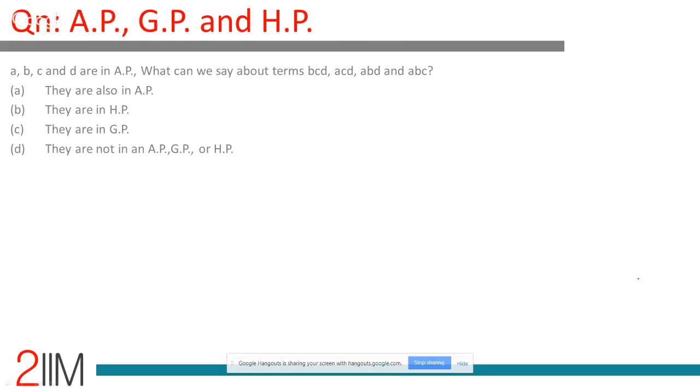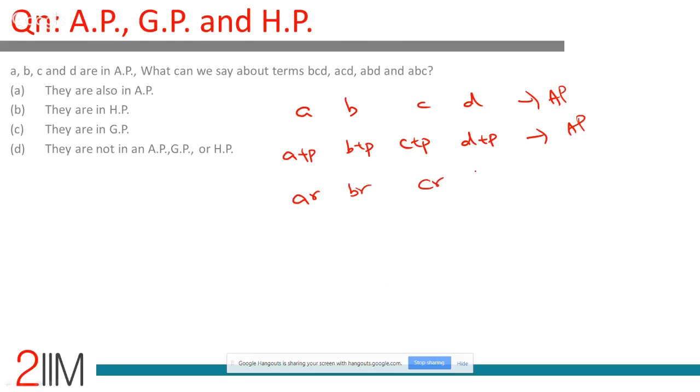Good question to discuss some fundamentals. So A, B, C, D are in AP. We can say A plus B, B plus B, C plus B, D plus B will be in AP. AR, BR, CR, DR will also be in AP.